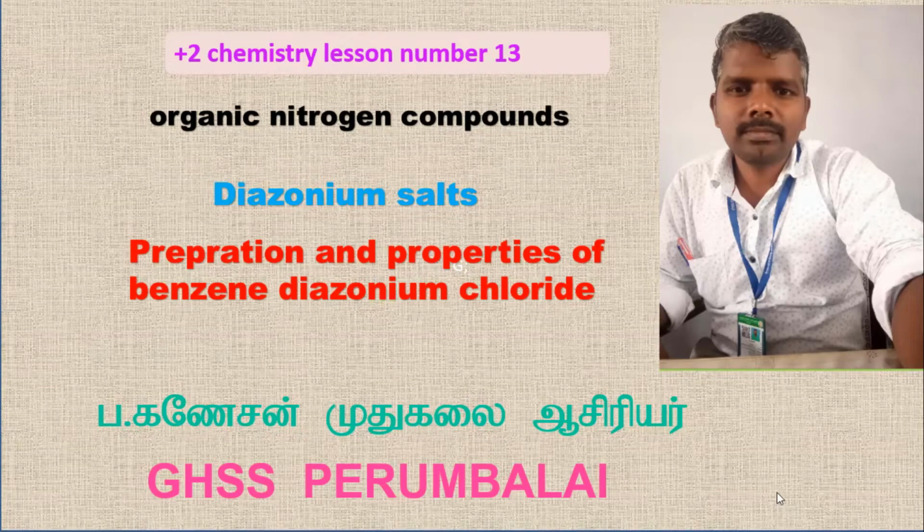In this video we are going to discuss Plus 2 Chemistry Lesson 13, organic nitrogen compounds: diazonium salt and examples of diazonium salt, the preparation and properties of benzene diazonium chloride, and the important named reactions involved in benzene diazonium chloride.